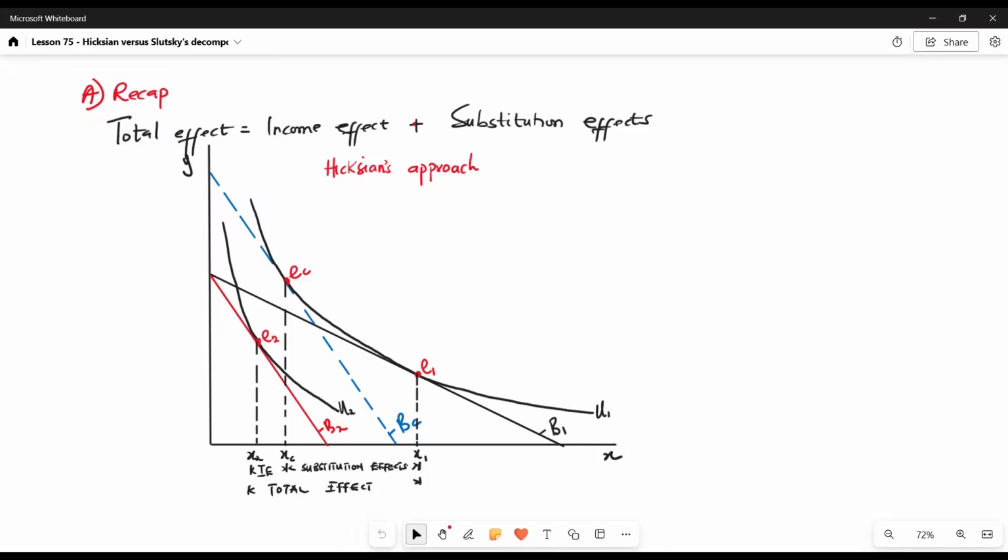Hi, welcome back. In our previous lesson, we looked at some practice questions on income and substitution effect. Today, we'll be moving on to Hicksian versus Slutsky's decomposition of income and substitution effect.